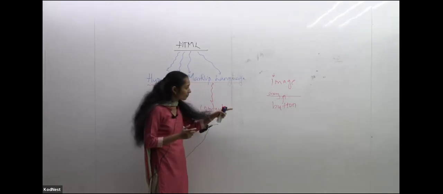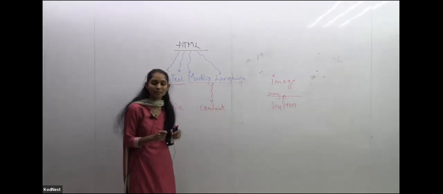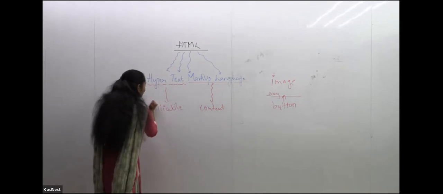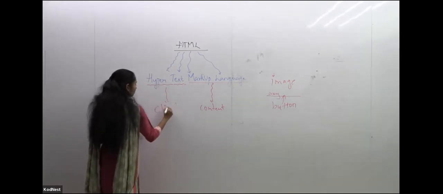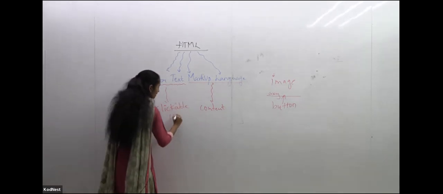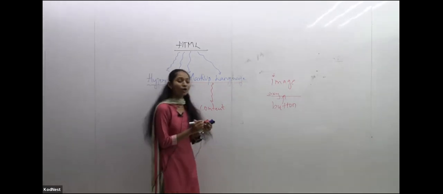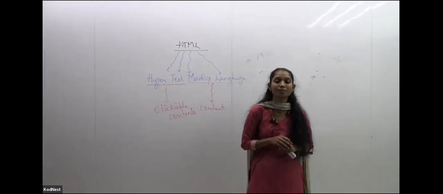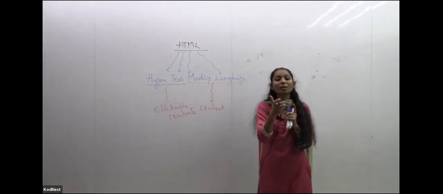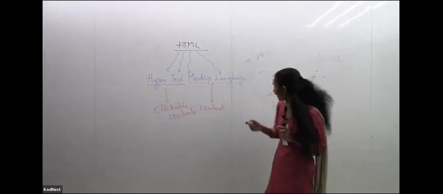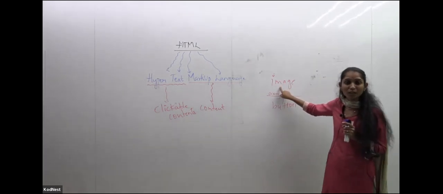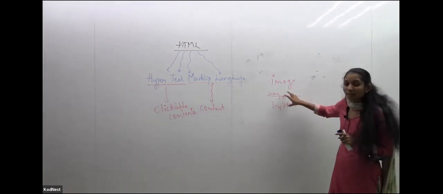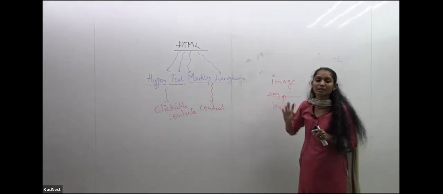It can be an image also, it can be a link also, it can be a button also, it can be anything. So any clickable contents that you can see on any website are technically called hypertext. So that is why it is a combination of clickable contents and normal contents. See, this is also one content only. Image also is one content. Link also is one content. Button also is one content. So any content which is clickable is called hypertext.